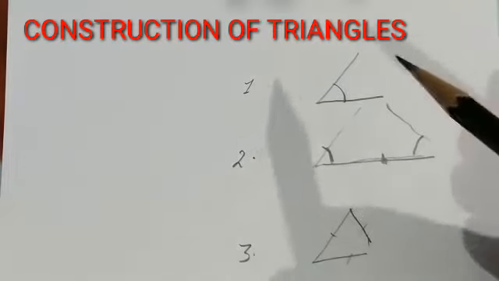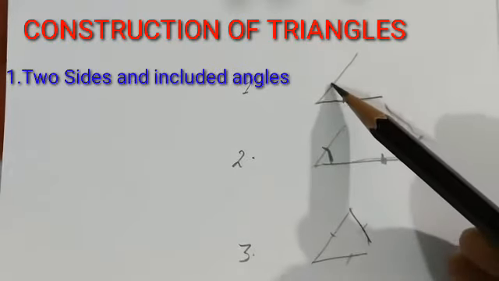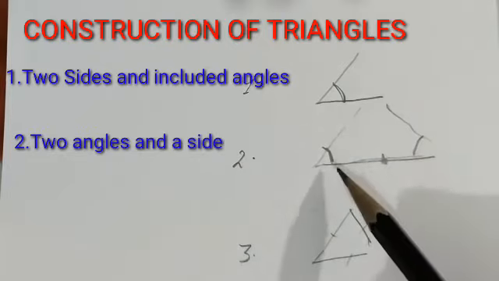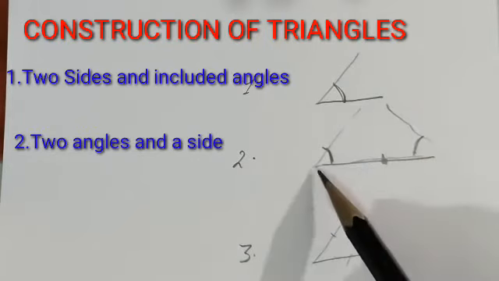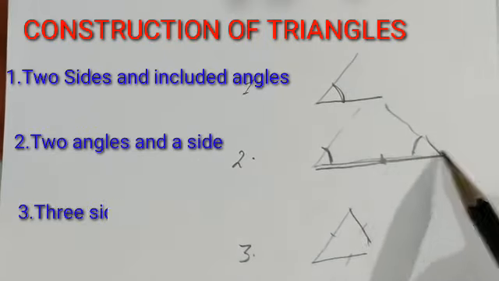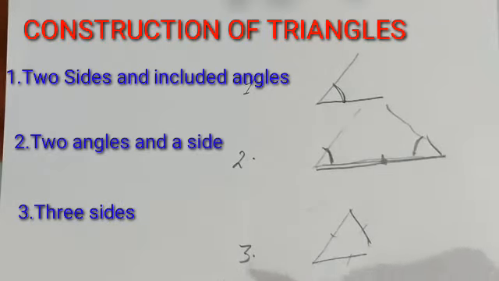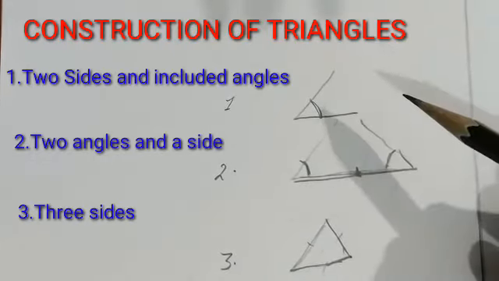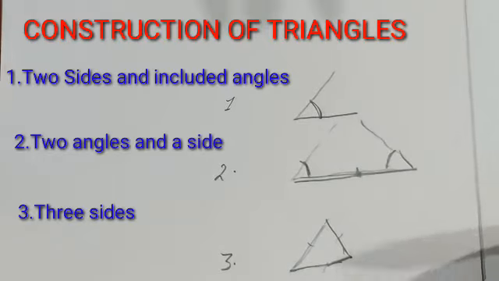First case, when you are given 2 sides and including angle. Second construction is based on when you are given 2 angles and including side. Third construction is based on when you are given all the 3 sides of a triangle. So let's proceed to each construction. There are 3 types of construction. So let's move on each one by one.